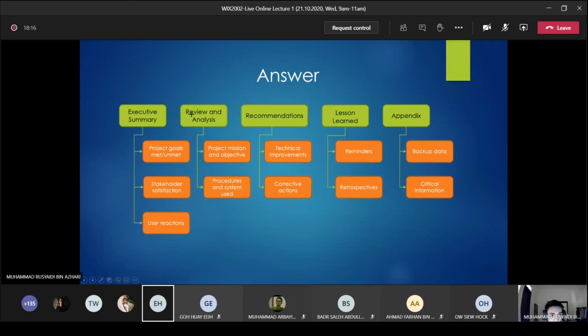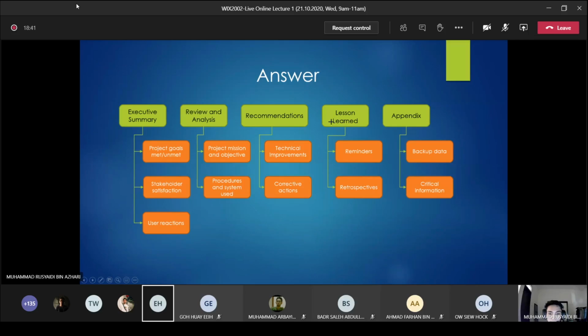The next one is review and analysis: the project mission and the objective, whether it is achieved or not, the procedure and system use. The third one is recommendation: the technical improvement, and also the corrective actions. Corrective action is basically the process to eliminate the undesirable situation.